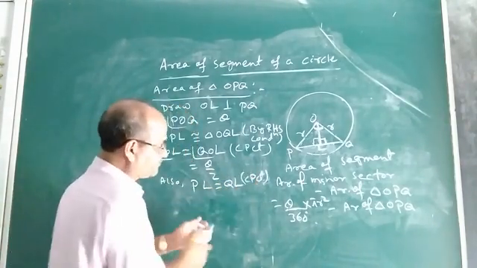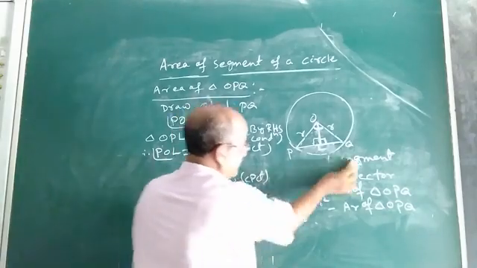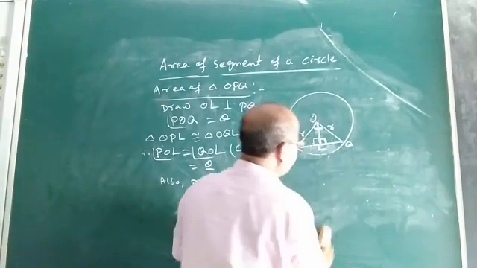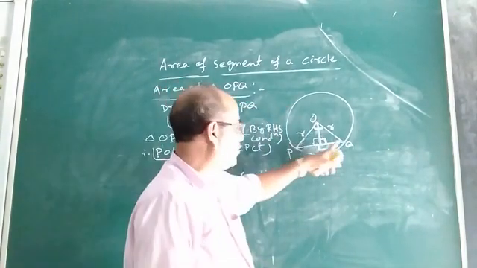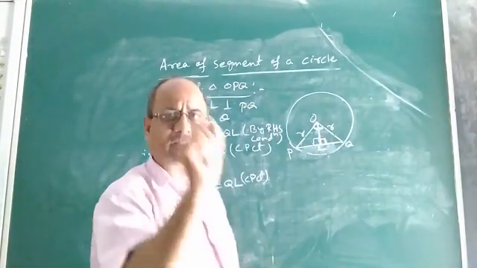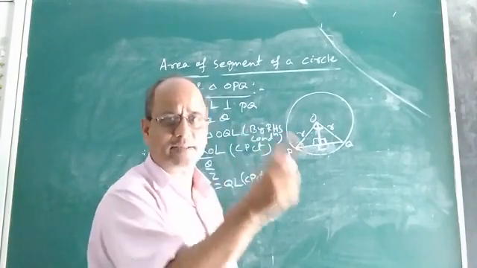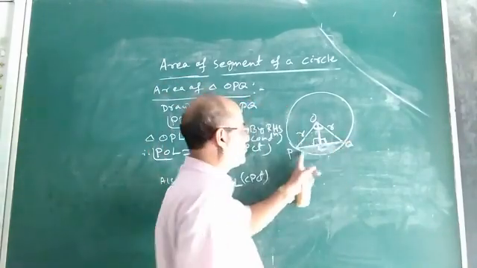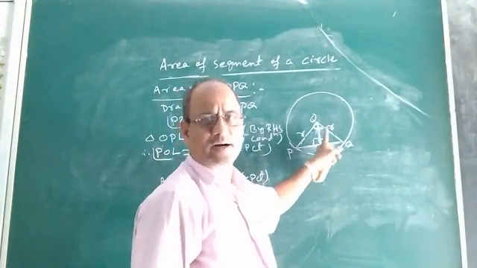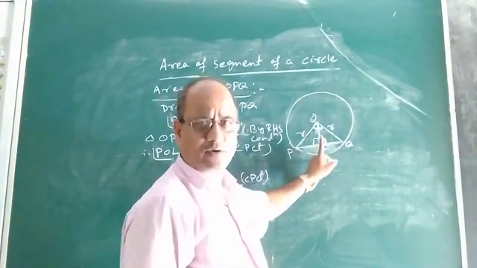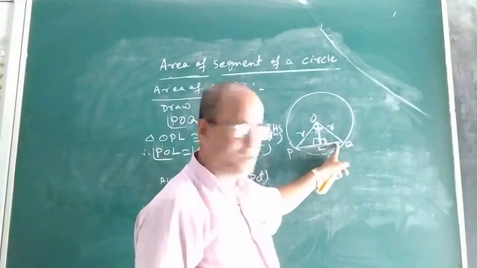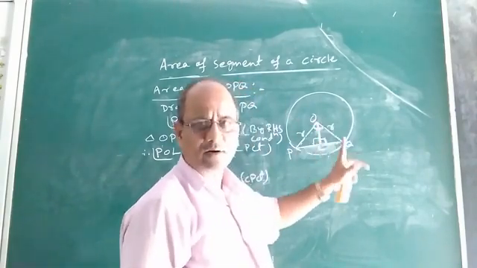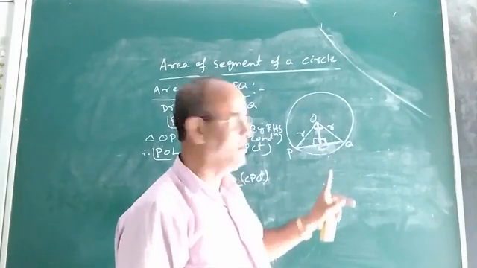Now, what is our next step? Our aim is to find the area of triangle OPQ. Children, you know the formula for the area of a triangle: half into base into height. Which is the base here? PQ. We do not know the length of PQ. In order to find the area of triangle OPQ, we have to find the length of PQ and the length of OL. Then only it is possible to find the area of triangle OPQ.